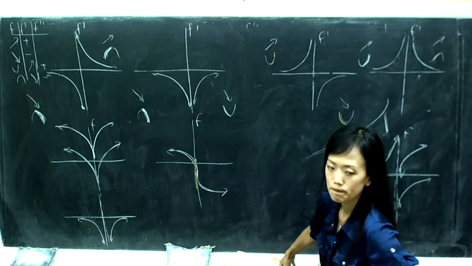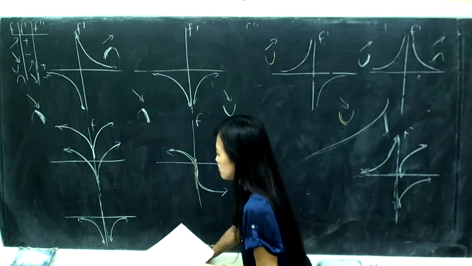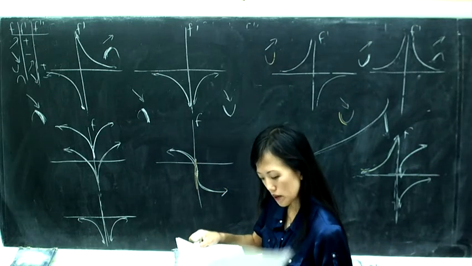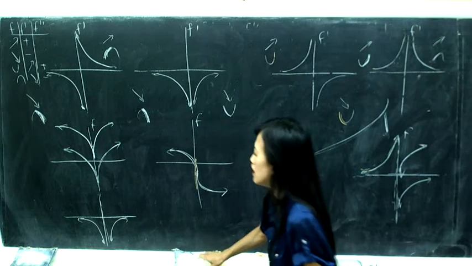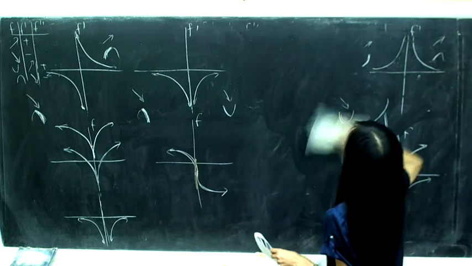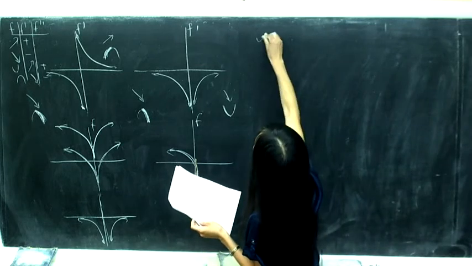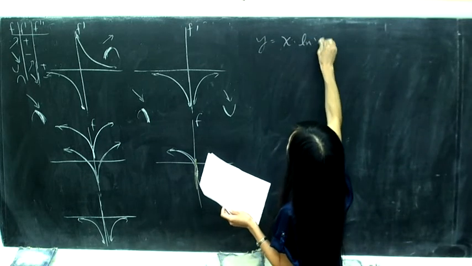Does that make sense? Okay. Let's graph a couple. Let's do a few more types of ln. Do an ln type. How do you sketch x times ln x?